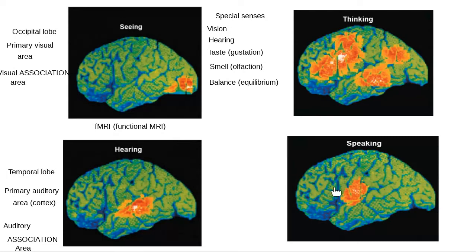Hearing, seeing, speaking, they're kind of localized to one part of the brain, but the highest order thing that you can do, thinking, that uses a whole lot of your brain. So just a fun one to look at there.